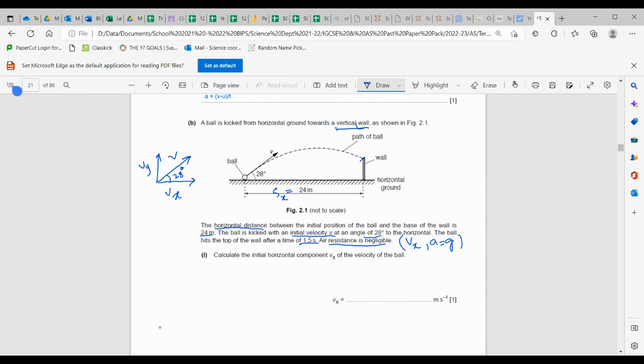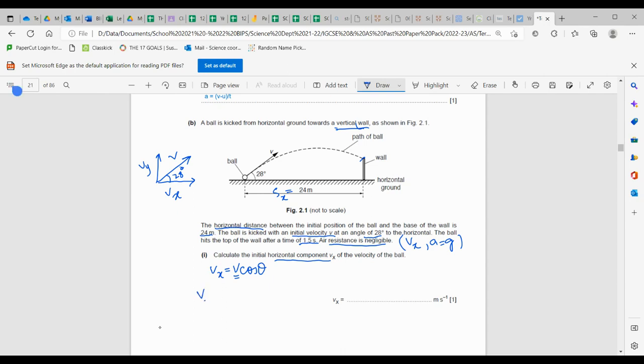Calculate the initial horizontal component of the velocity. Now, initial horizontal component, which means Vx. We know Vx is equal to V cos theta. In this question, we do not know the value of V, which is the resultant initial velocity, though we know theta. Any other formula that we can use to find horizontal velocity?